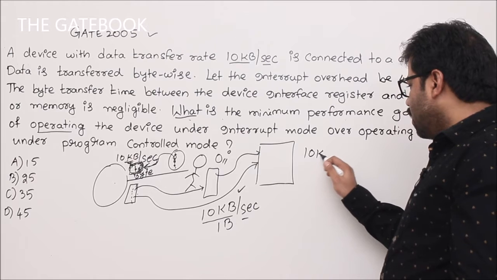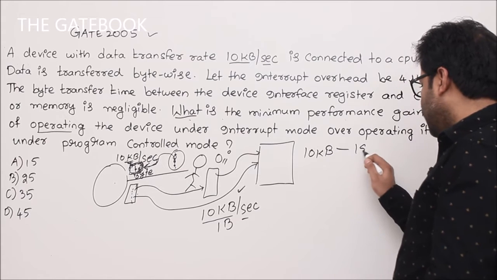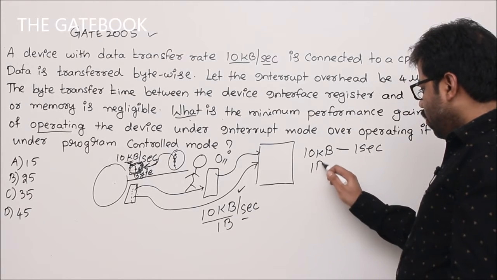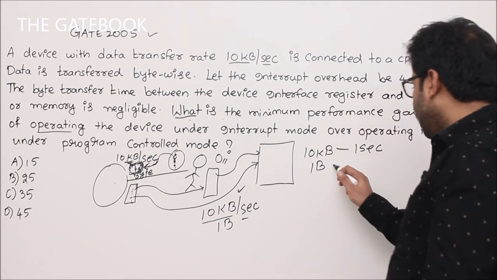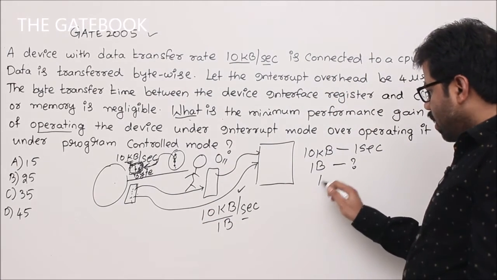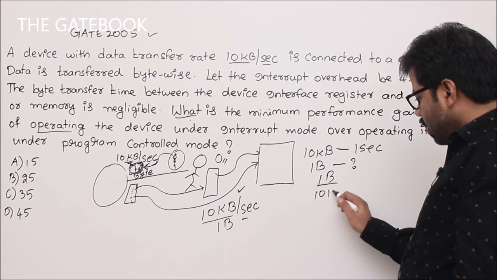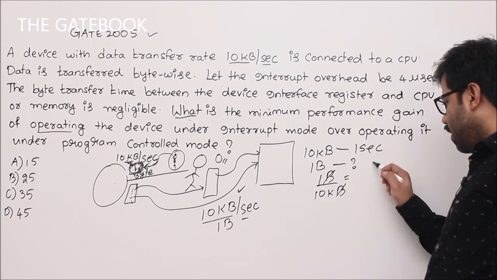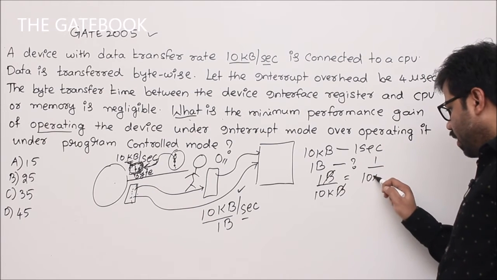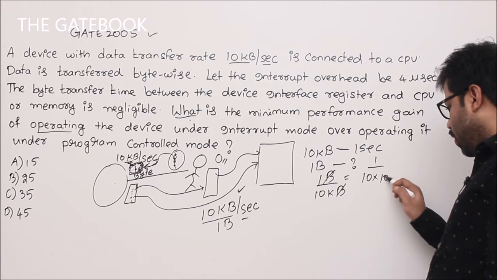This device takes 10 kilobytes. It can send in 1 second. Then to send 1 byte to this register, how much time will it take? It would be 1 byte by 10 kilobytes. If I simplify, byte gets cancelled, it would be 1 by 10k. If you simplify, k is nothing but I can write 10 cube.